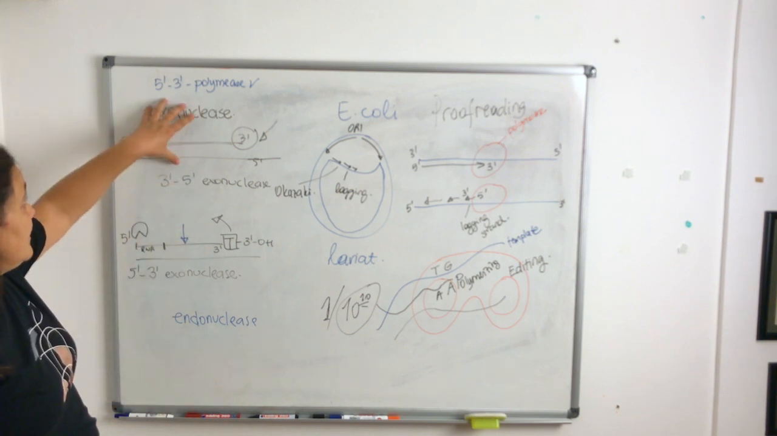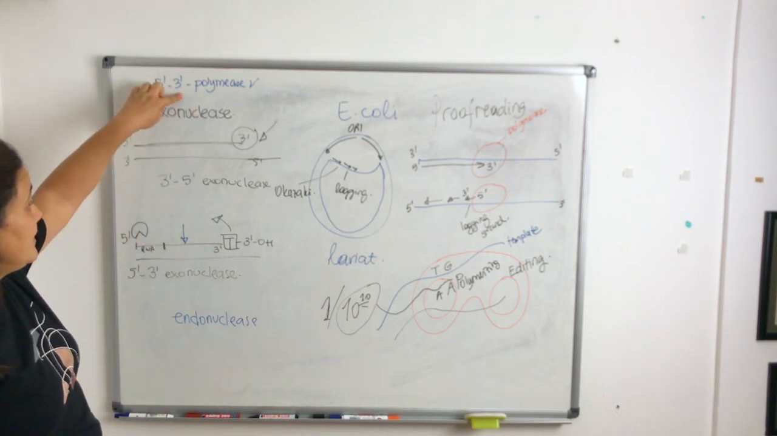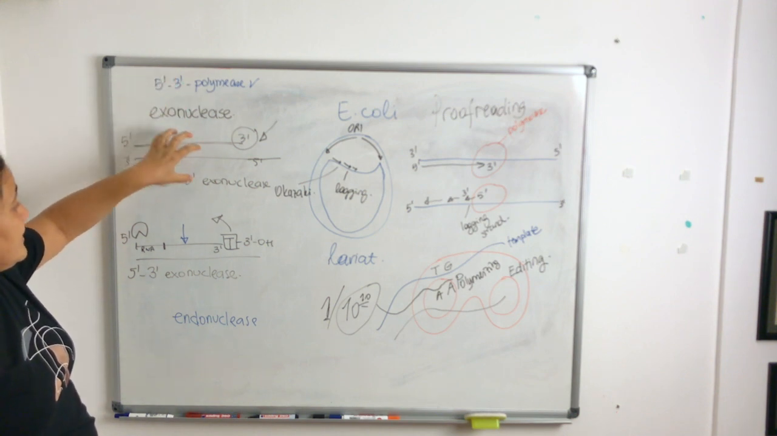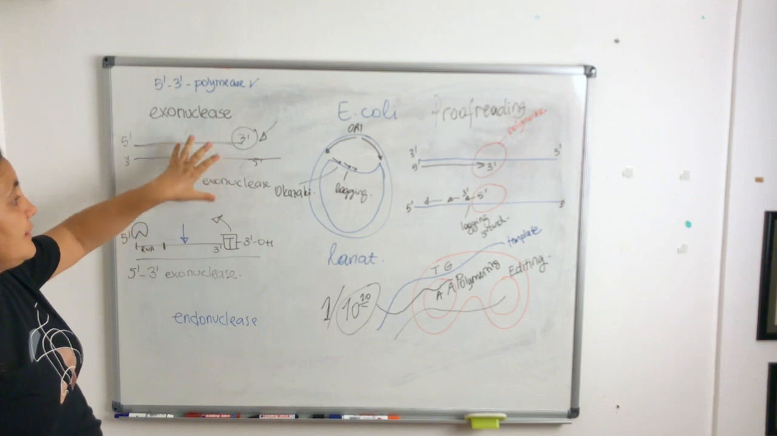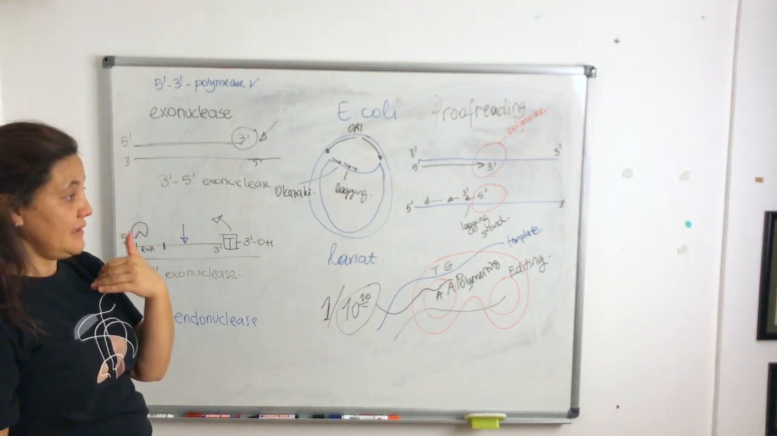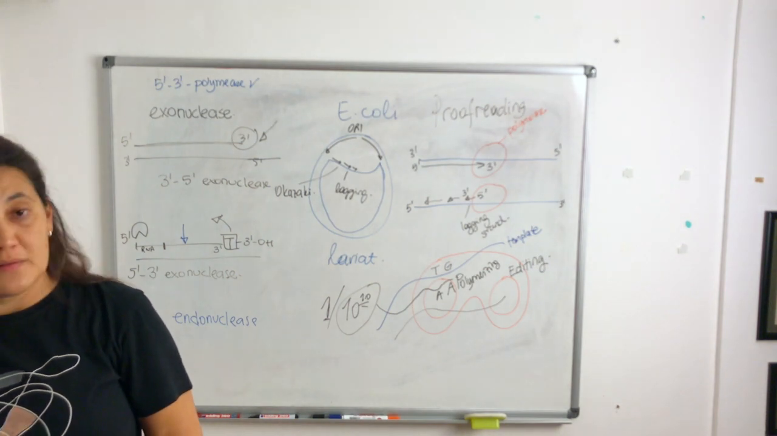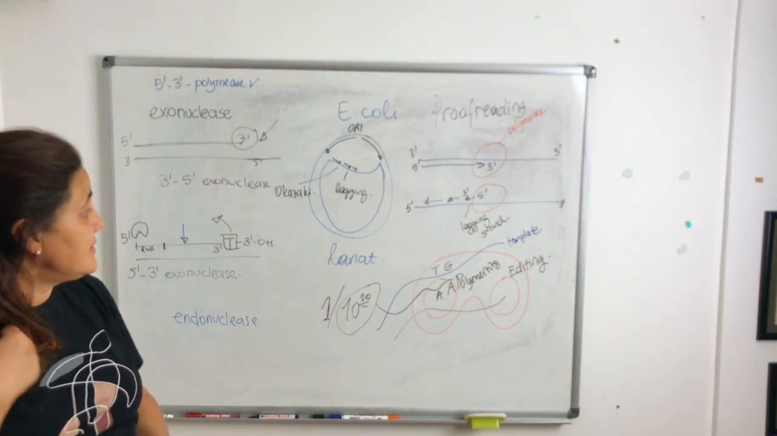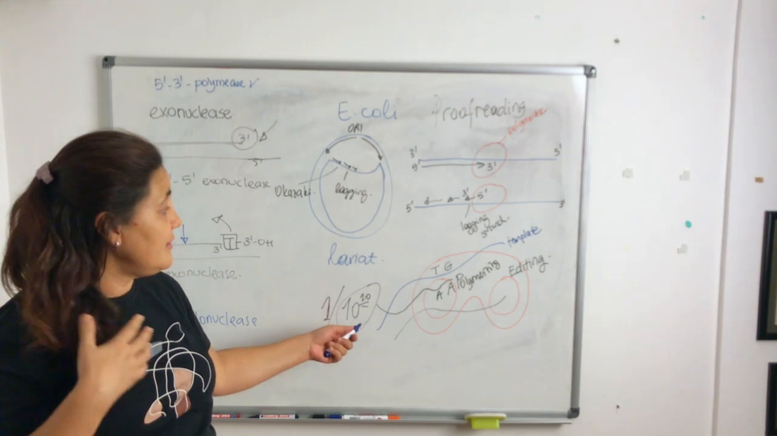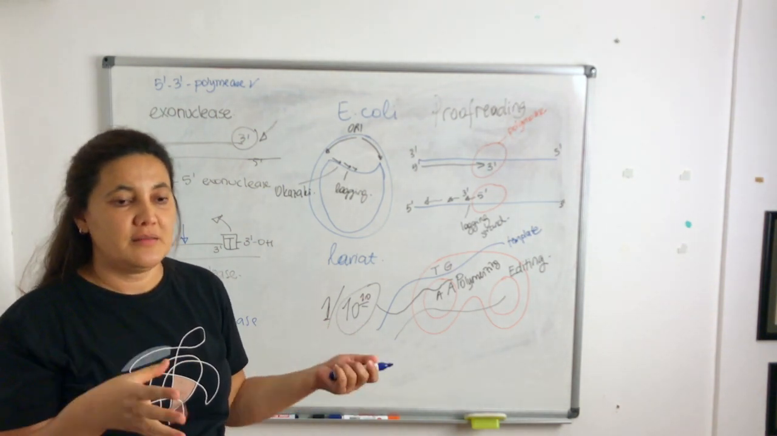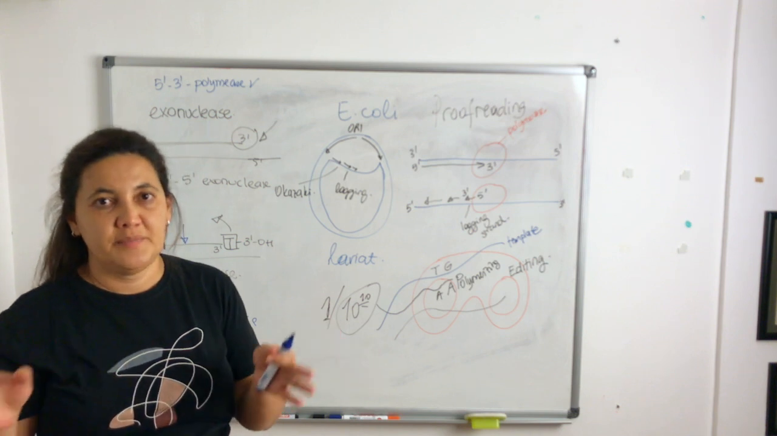Now if it is a part of the polymerase enzyme, then it will have an exonuclease activity, and it is called proofreading. So the mistakes, 1 in 10 to the power of 7, remain after the proofreading activity. For the remaining mistakes, we have DNA repair systems.